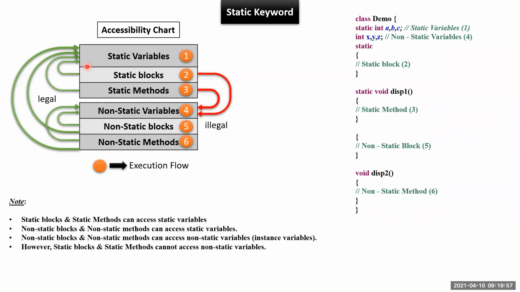However, static blocks and static methods cannot access non-static variables. We already know why, because till the time this is getting executed, that has never got executed. Hence, if it is not executed, it is not created, there's nothing to access.